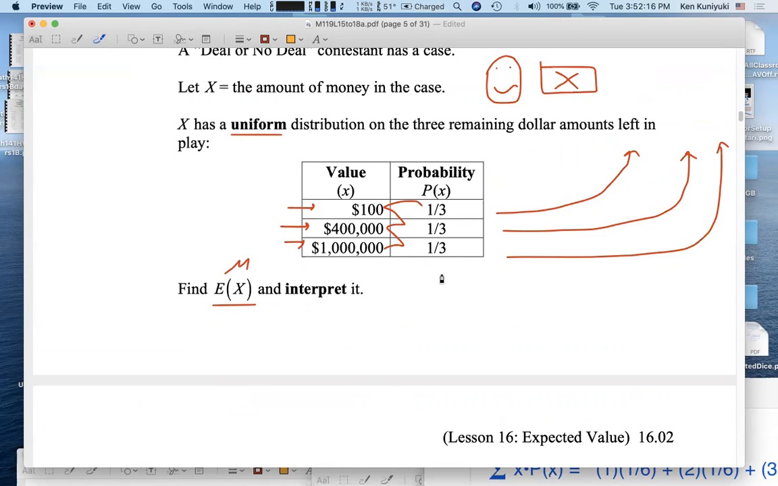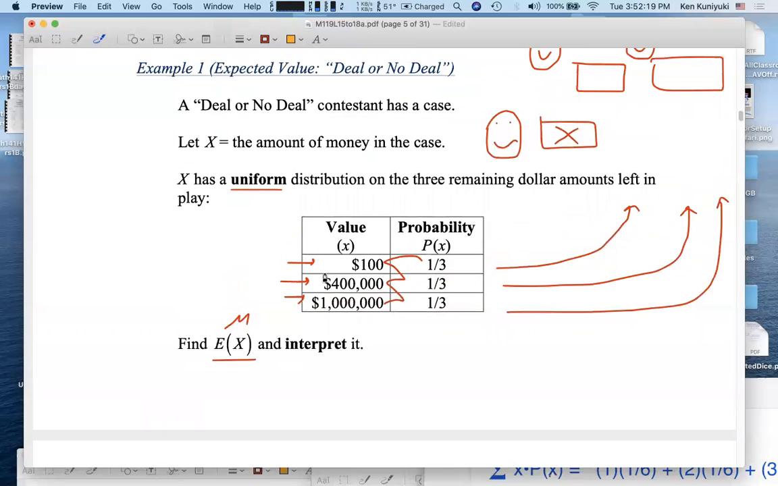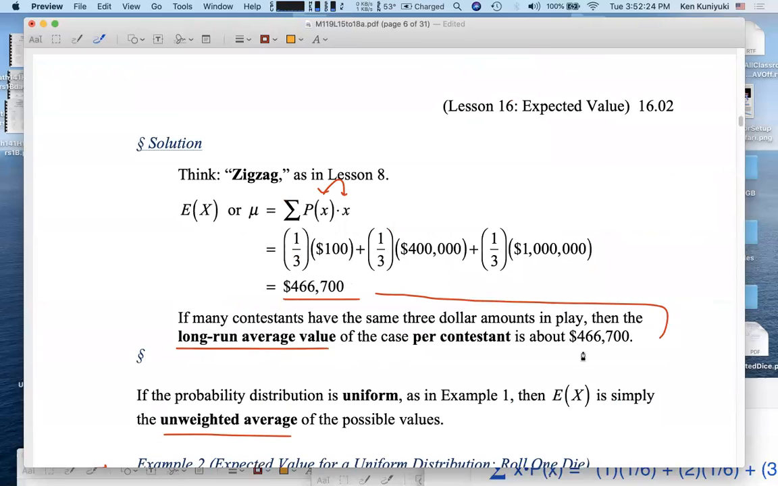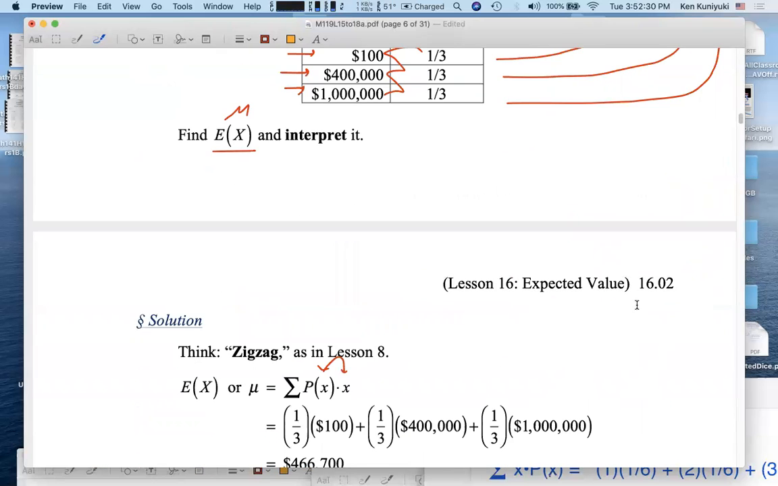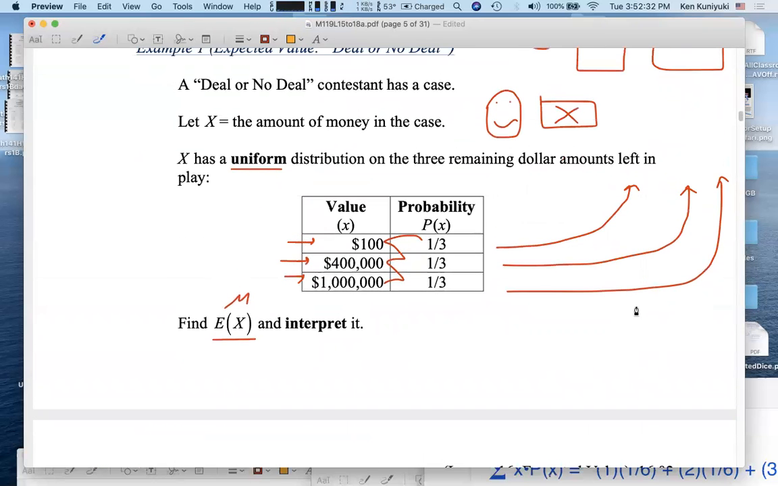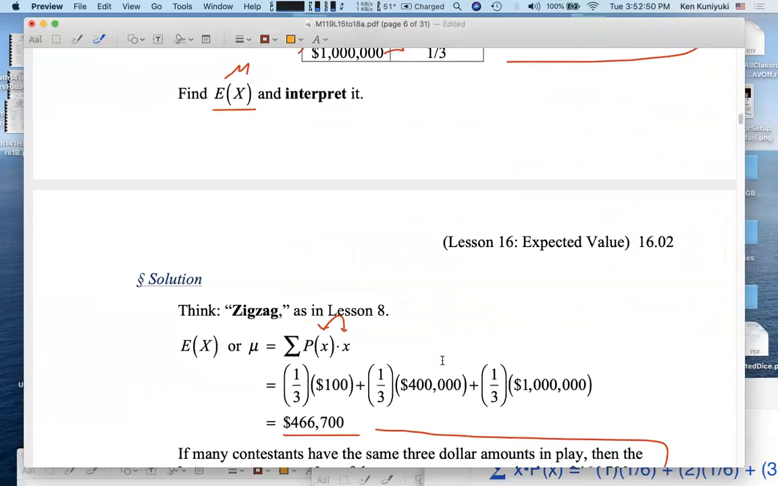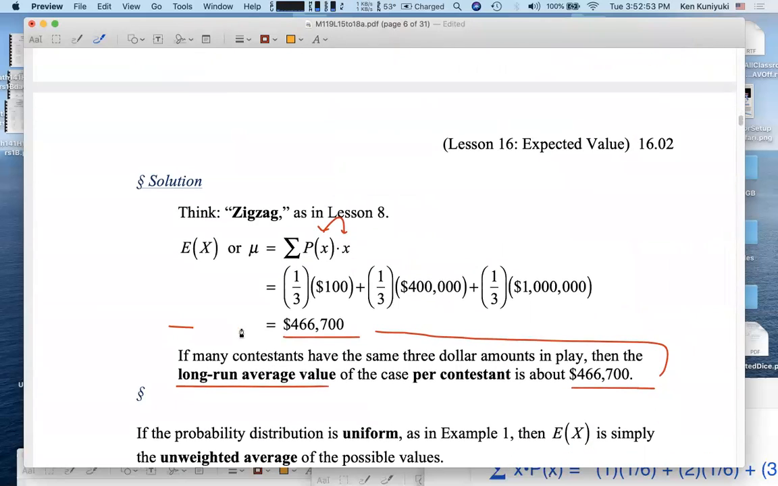So if you imagine 1,000 contestants in this situation, then on average, the network will be paying out about this much per contestant. That's a lot of money. So generally speaking, the television network will want to avoid seeing this kind of situation because this is very favorable to the contestant. That's why the contestant is mostly happy, because this is a pretty good game board. It's a very good game board. And the next offer that the contestant gets is likely to be close to this.